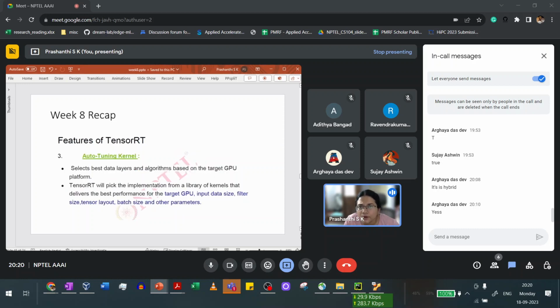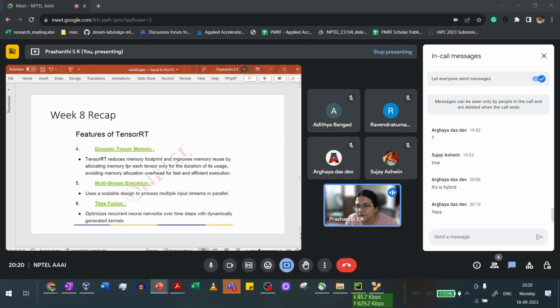Then it also auto tunes the kernel. Remember that it's an NVIDIA specific tool, right? So it has some knowledge of the target GPU or the underlying hardware, and based on that it will pick algorithms and data layers suitable to that target hardware. It has this library of kernels that will give you the best performance for that target GPU, input data size, etc. So it will pick that algorithm or that implementation. That's another reason why you get a performance benefit.